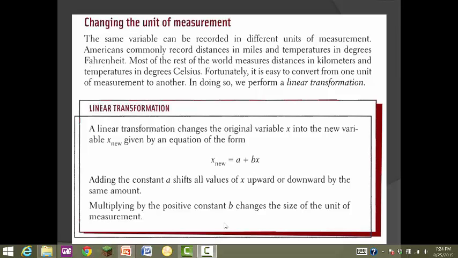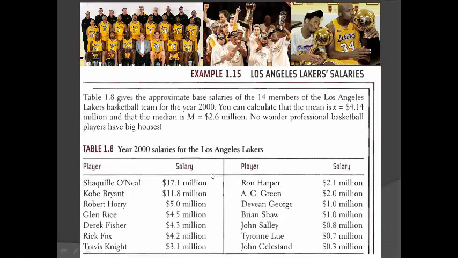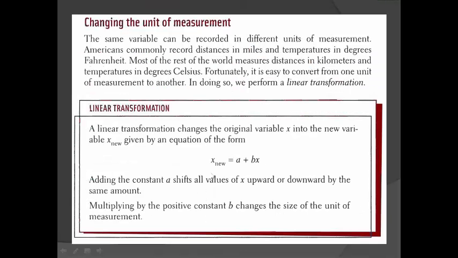And this tells you how to do it and how the data and those measures react whenever we add something to all the data or we multiply all the data by something. So in the formal definition that we have here, a linear transformation changes the original variable x into the new variable x sub new, given by the equation that is found below. Okay, let me back up here a little; I went too quick.